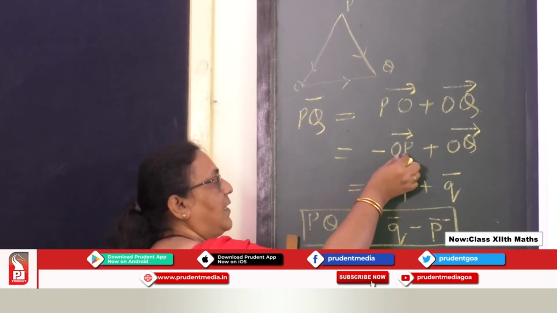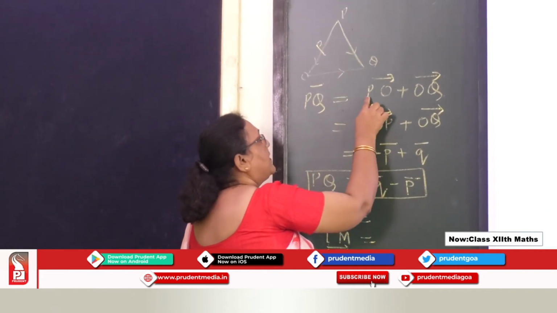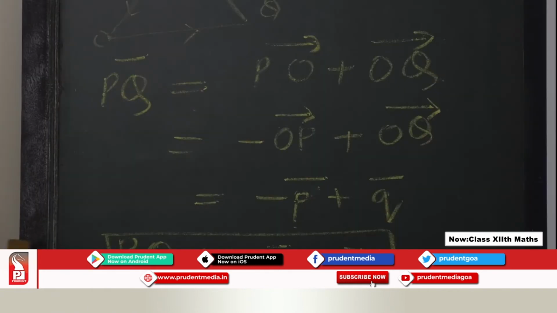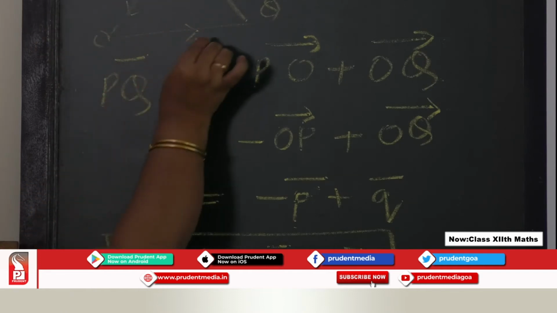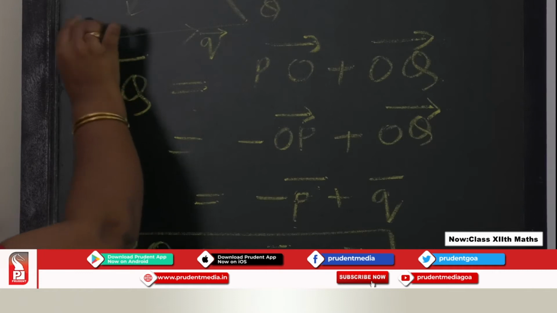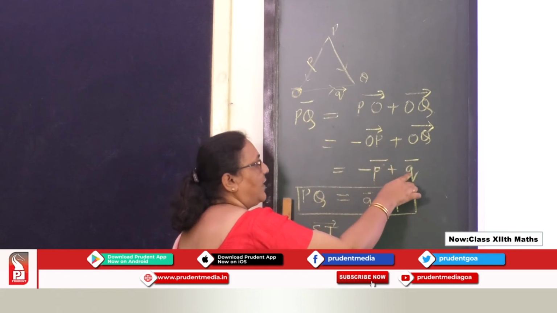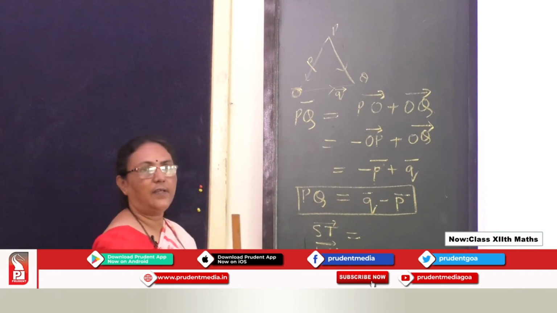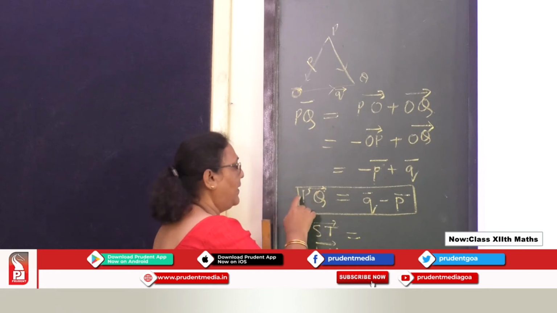Now, the position vector of this point we had seen is small p. Note that this is capital P and this is small p. So this is denoted by p, and this vector OQ is denoted by small q. Whenever it starts with O and ends with capital Q, we write small q. So this vector is q. Now, you can write this as q minus p. So whenever there is a vector PQ, we write it as small q minus small p.